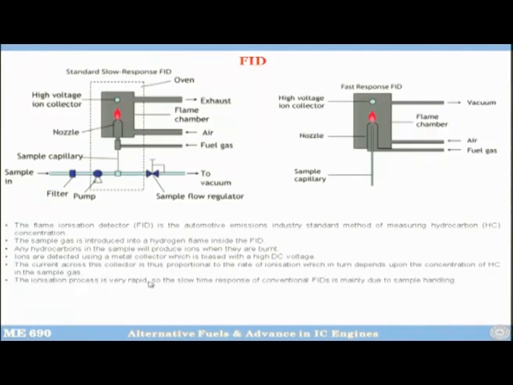The ionization is very rapid. So, the slow time response of the conventional FID is mainly due to sample handling. A typical slow analyzer might respond in 1 to 2 seconds, depending on the length of the pipe; it could even be faster or even longer.